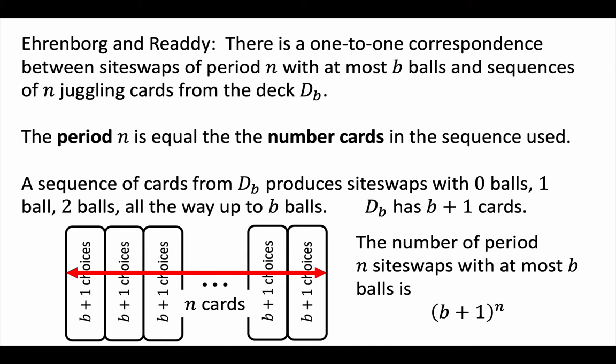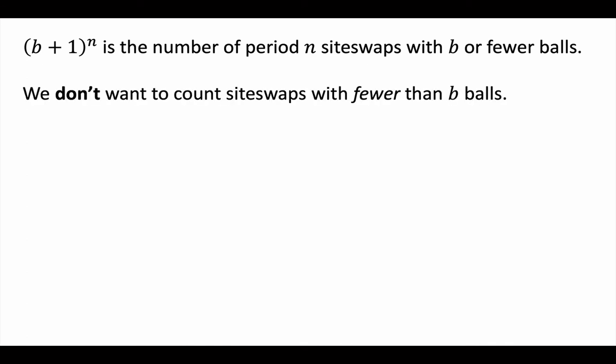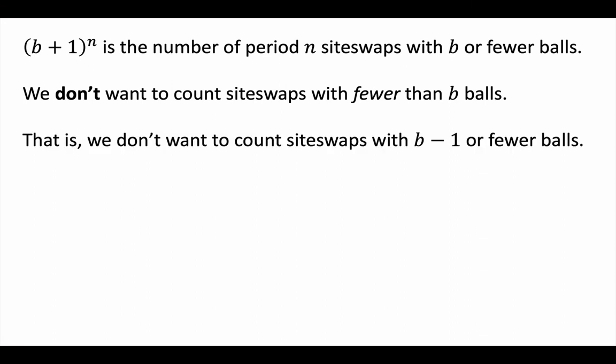In our example with 5 ball site swaps of period 4, we had a subtraction problem, and that was because we wanted to exclude the site swaps that had fewer than B balls. So B plus 1 to the nth is the number of site swaps of period n with B or fewer balls. We want to get rid of those that have fewer than B balls, which means we want to get rid of those that have B minus 1 or fewer balls. The first and third statements are almost identical. In the first one, we're looking at site swaps with B or fewer balls, and there are B plus 1 to the n of them.